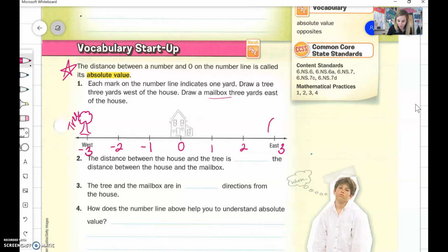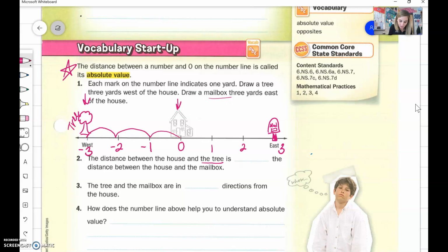Then draw a mailbox 3 yards east of the house. Mailboxes kind of look like this, and they have a little slit right here, and then they say mail. So right there is my mailbox. Now, the distance between the house and the tree is what? It's 1, 2, 3. It's 3 yards.